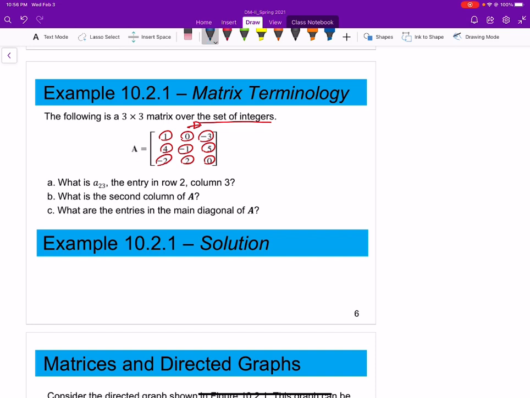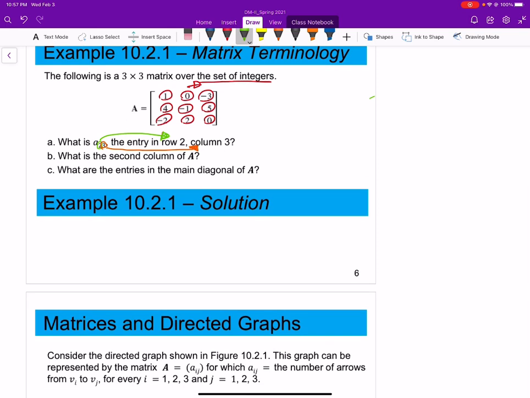A23 means this is the row number and that is the column number. So you have to find the entry in the second row and third column. So A23 should be this element, which is 5.